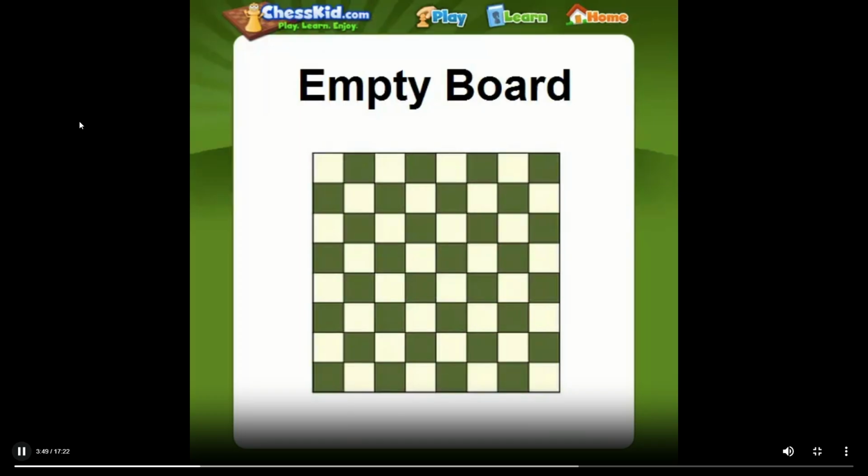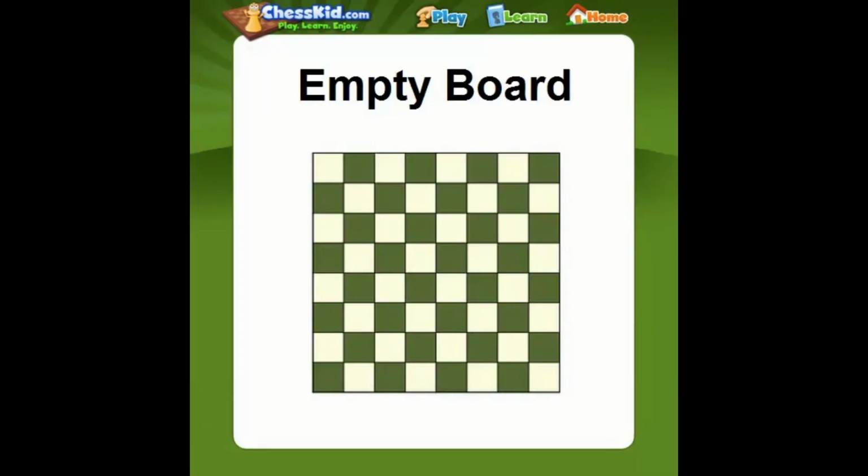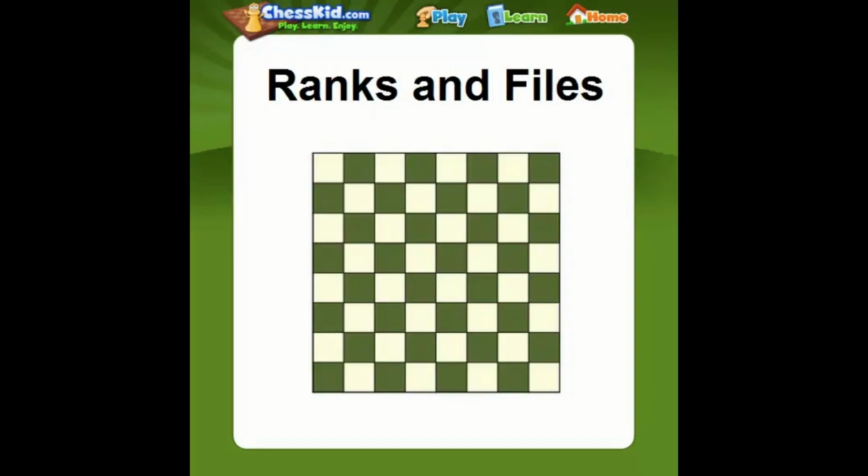Here is an empty chessboard. And the first important thing that you have to learn how to do before you can keep score is learn how to name all of the different squares. Each square on the chessboard has its own special name, its own kind of address where pieces can live. And to find out the name of any square, all you have to know is what rank and what file it's on. Do you guys remember about ranks and files? It's really easy.